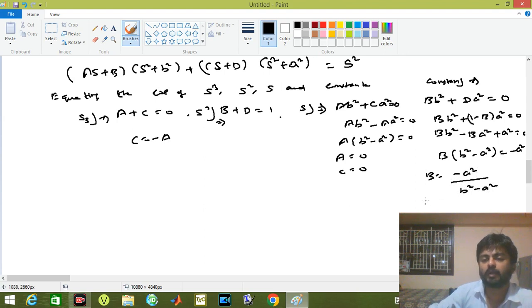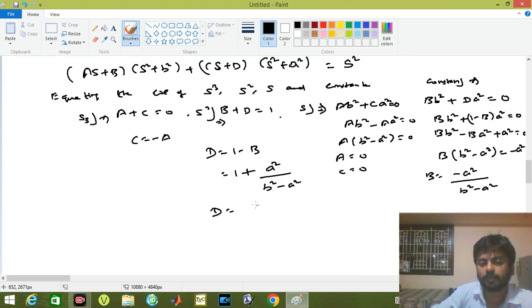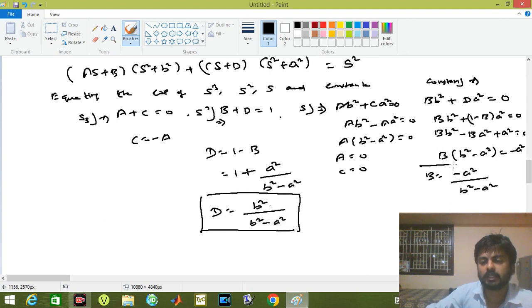Okay, therefore d equal to 1 minus b, which implies 1 minus minus a square divided by b square minus a square will become b square divided by b square minus a square. So you are having this as the value of d, this as the value of b, and you are having a equal to 0 and c equal to 0.